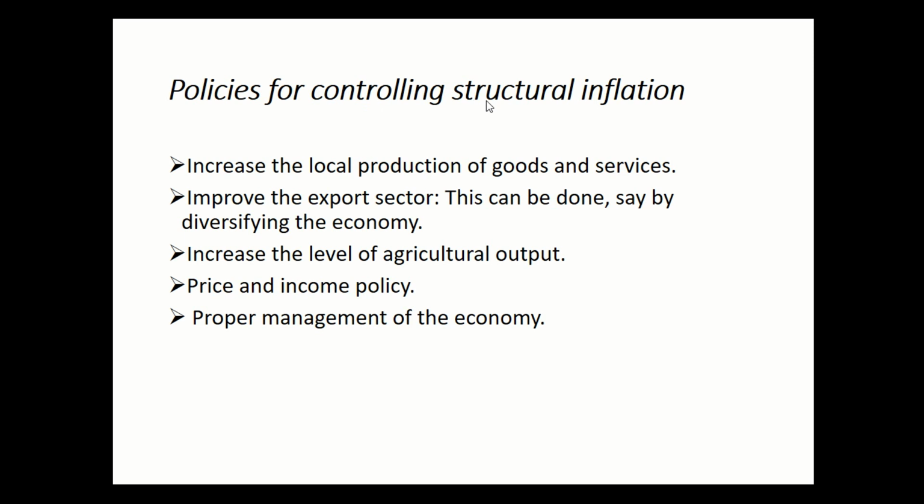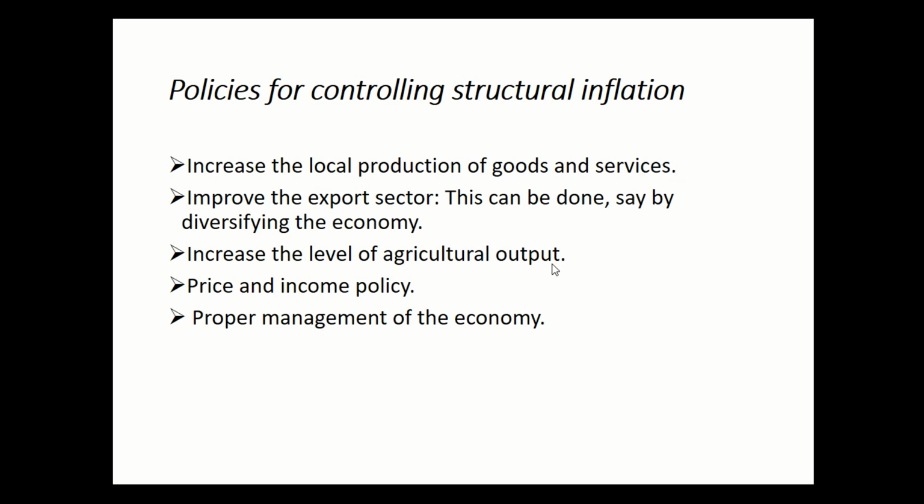Some policies for controlling the structural inflation: we can say increase in local production of goods and services. Government and all the people in duties can do whatever can increase the production of goods and services in the economy. There is to improve the export sectors. When we are saying improve the export sectors, this can be done by diversifying the economy. There is increase in the level of agricultural output, as said before.